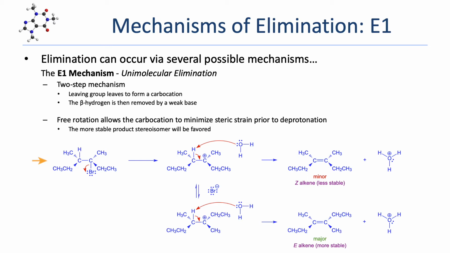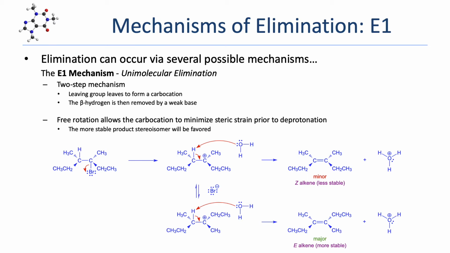In the first step, the leaving group leaves to form a carbocation, and that means that the first step in the E1 mechanism is exactly the same as the first step in the SN1 mechanism. Once the leaving group leaves, a base removes the beta hydrogen from the carbocation to form the pi bond. The stereoselectivity of the E1 mechanism is actually quite straightforward.